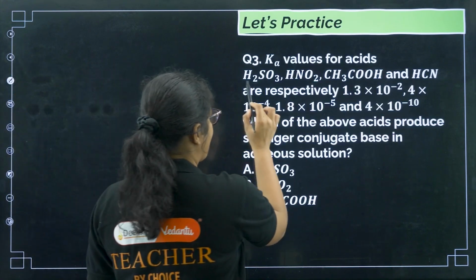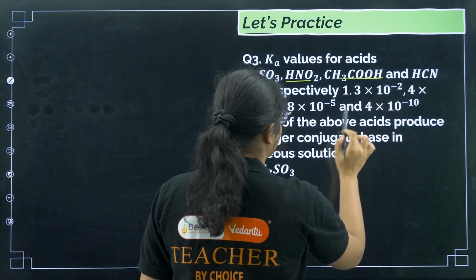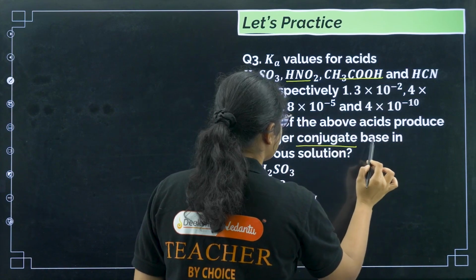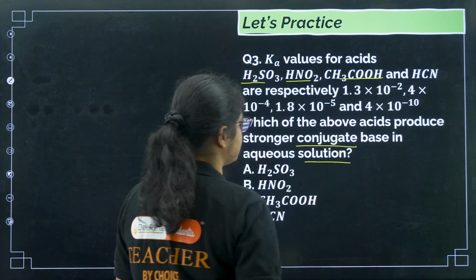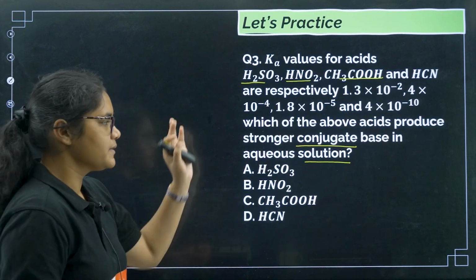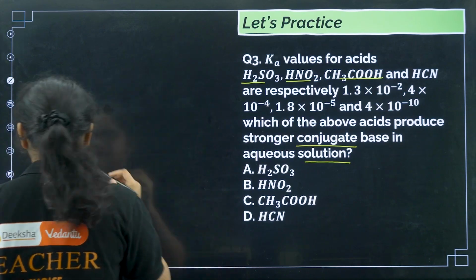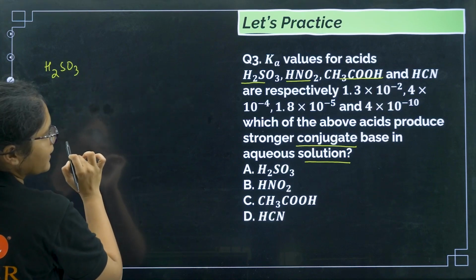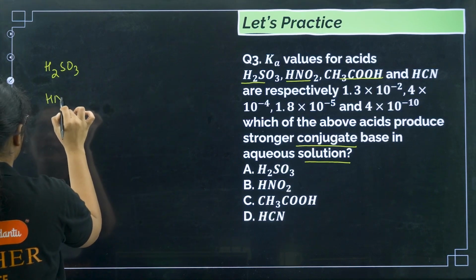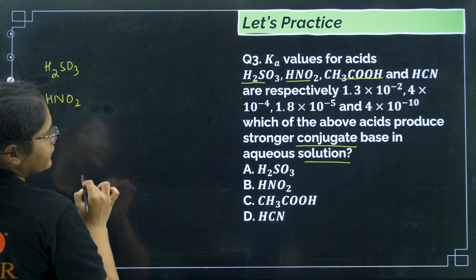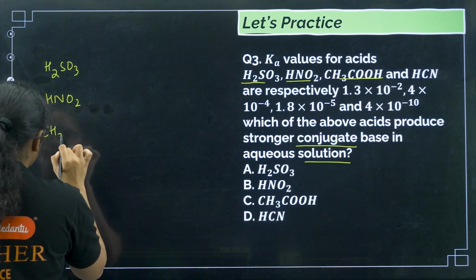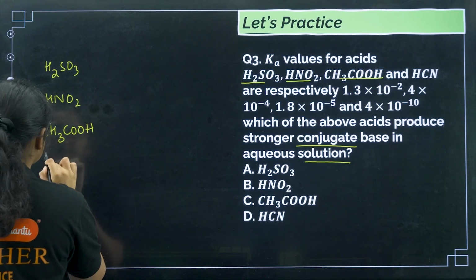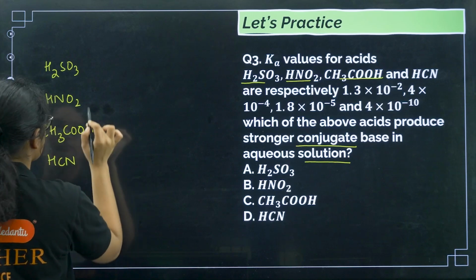Next question. Ka values for acids are respectively this one. Which of the above acids produces the strongest conjugate base in the aqueous solution? Very, very interesting question. Let us note down the Ka values first. You have H2SO3 first, then you have HNO2, then you have CH3COOH, then you have HCN.